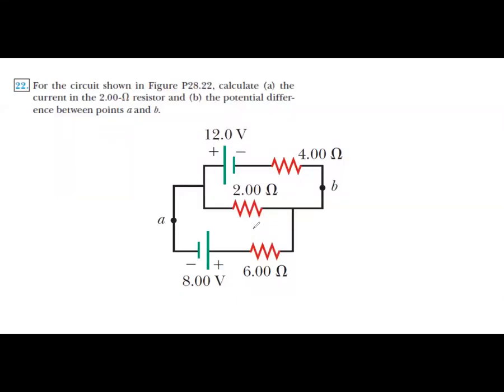Problem 22, calculate the current in the 2 ohm resistor. We have to find the current through this resistor and the potential difference between A and B. Here we don't have any idea what the direction of the current is, so we have to choose an arbitrary direction of current in each branch.